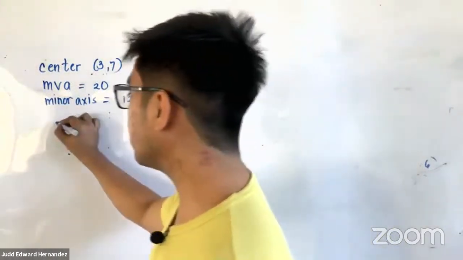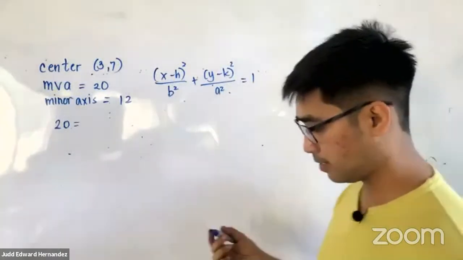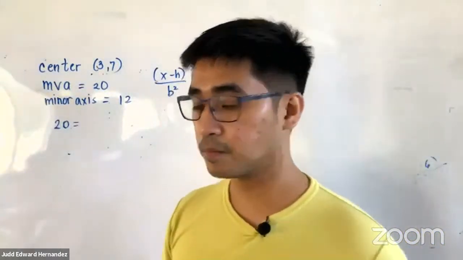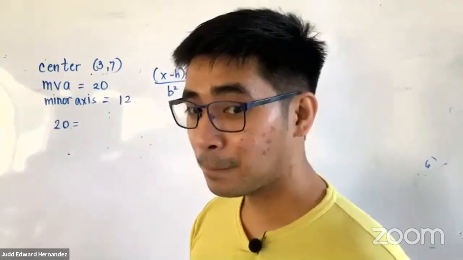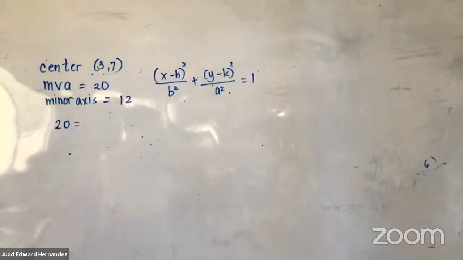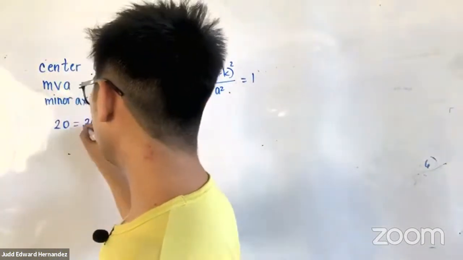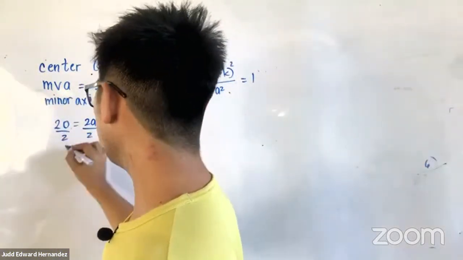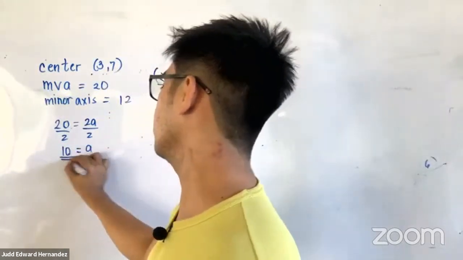Saan natin i-equate si 20? Where do we equate 20? We equate 20 by 2A. Okay, this is 2A. Divide both sides by 2. Therefore, 20 divided by 2 is 10. Our A now is equal to 10.